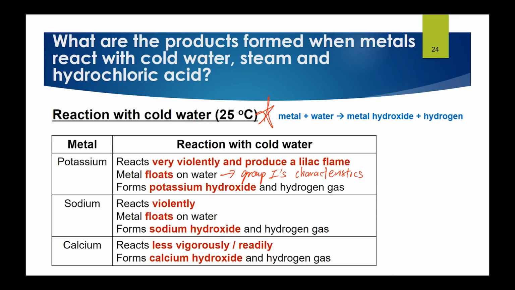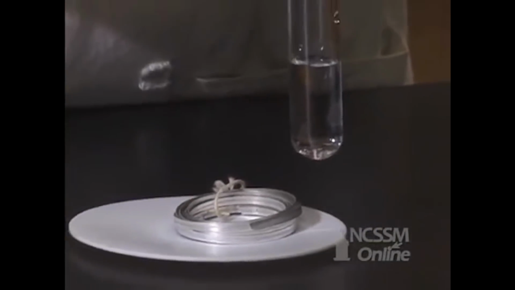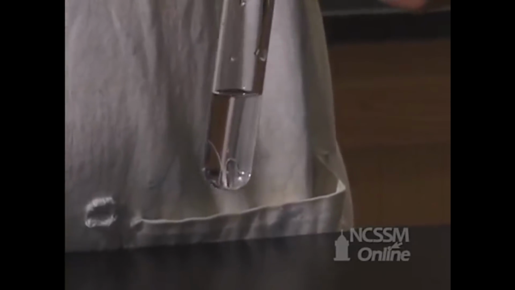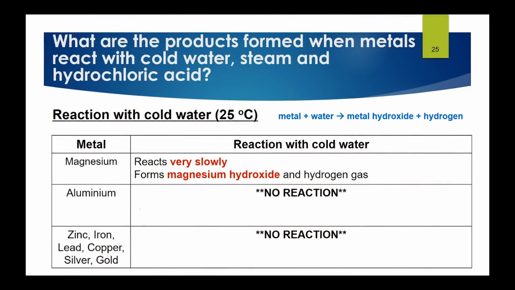So that's the reaction of these three metals first. As you can see now, you should be able to spot a trend as you go down the reactivity series. You see what is happening to the type of reactions. Let's take a look at some of the other metals. For magnesium, when it is placed with cold water, it actually reacts very slowly. It still forms magnesium hydroxide and hydrogen gas because there's a reaction, just that it takes place very, very slowly. For aluminium, there is actually no reaction.